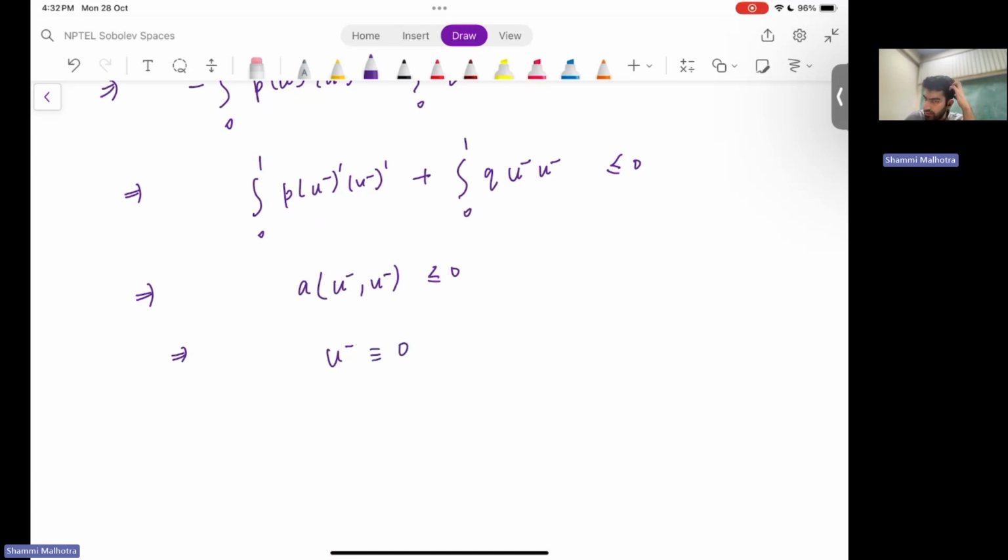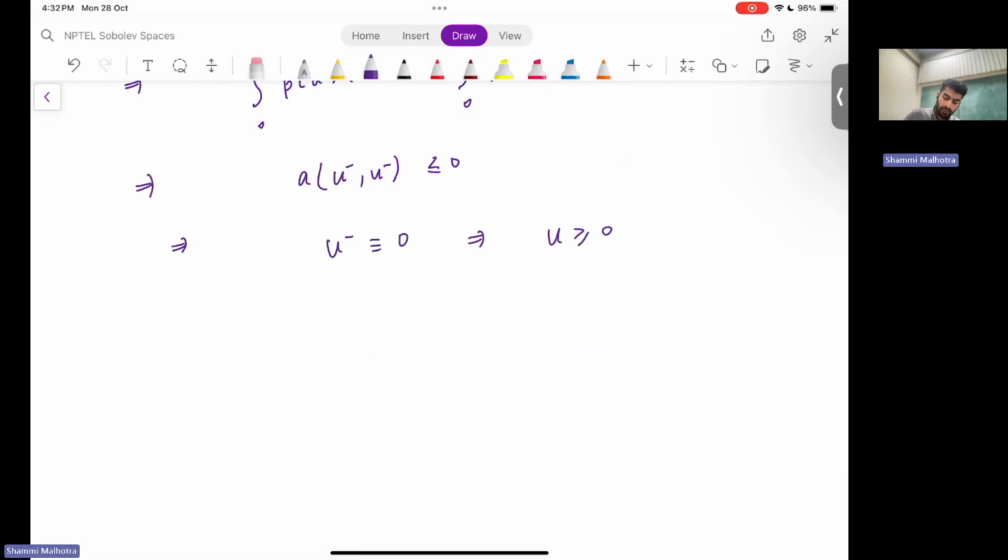And again, u minus is in H naught 1, and using the embedding in one dimension, we deduce this is identically equal to 0, not almost everywhere. And finally, this implies u is greater than or equal to 0. And when that is the case, this implies u dash 0 is greater than or equal to 0 and u dash 1 is less than or equal to 0.